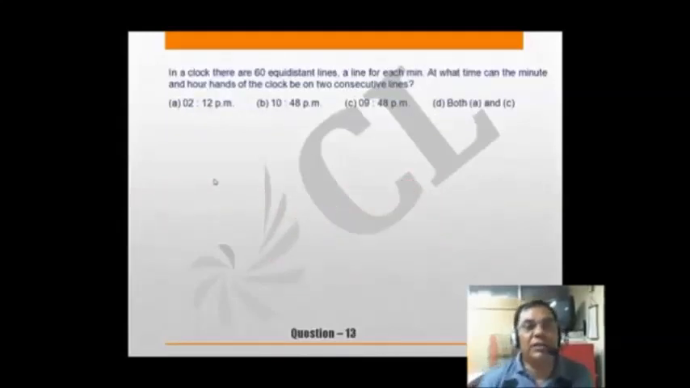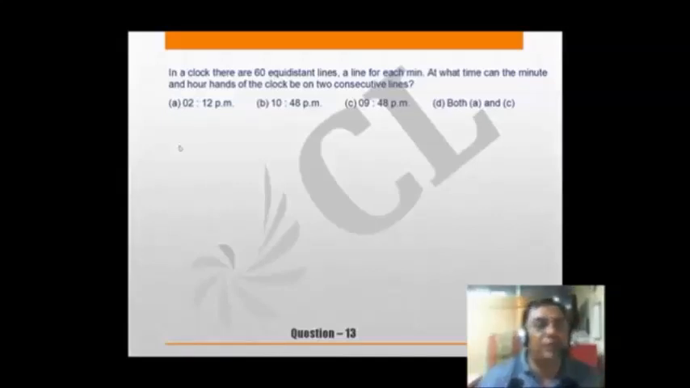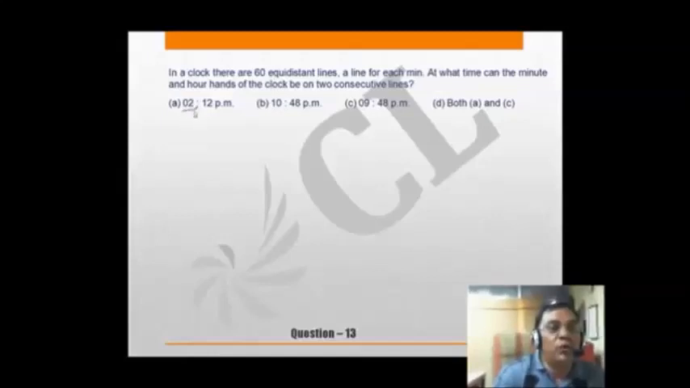In a clock there are 60 equidistant lines, a line for each minute. Can the minute and hour hands of the clock be on two consecutive lines? This I know, clock at the proportionate thinking, so I'll go by the answer 2:12. At 2:12 the hour hand will be at 11 and the minute hand is at 12. This is the hour hand, because at 12 minutes it moves 1 out of 5, so this is done.